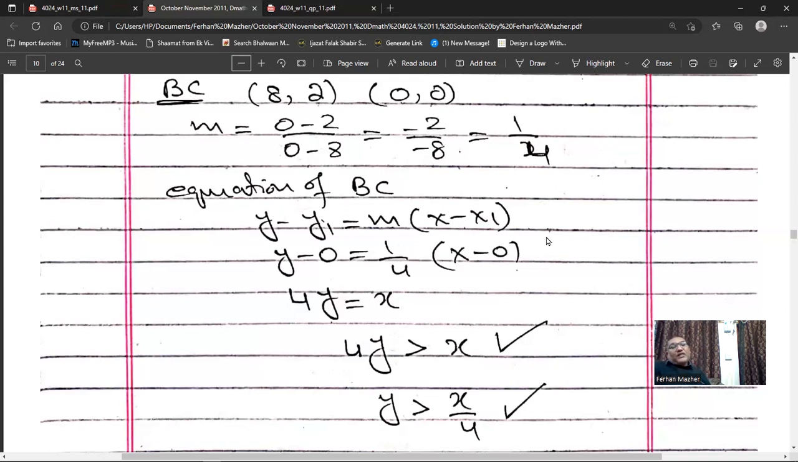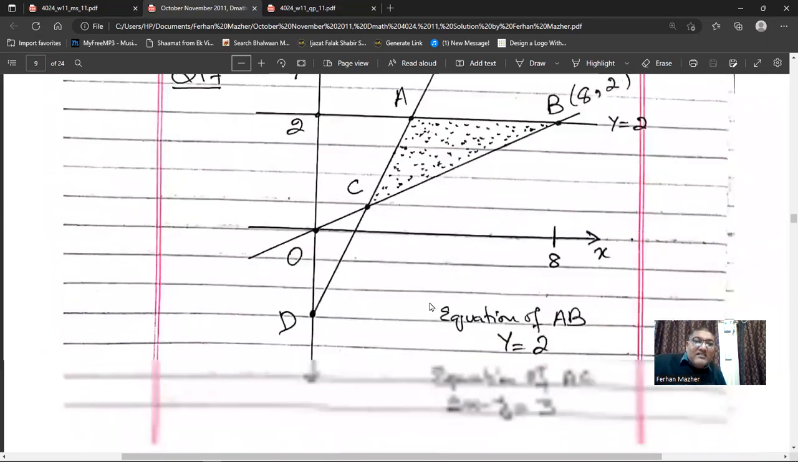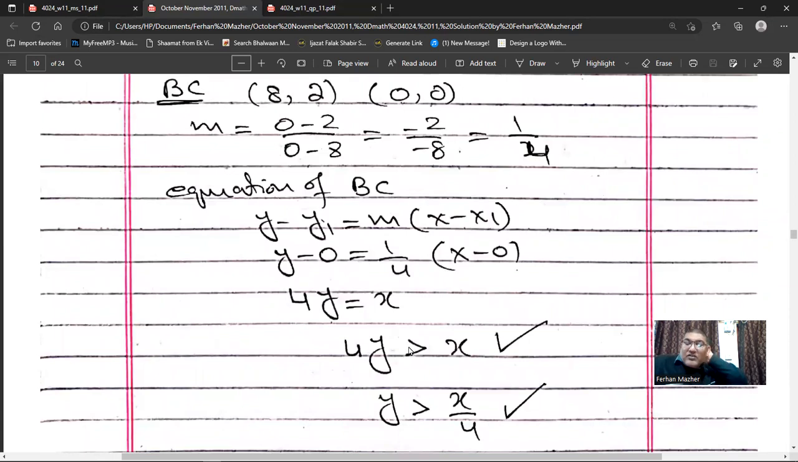So because the area is above this, let me show you. The area is above this line, BC line. So when I remove this equal sign, I put a crocodile, and the crocodile's mouth must be towards the y, because the area, required area, is above this line. So the crocodile's mouth will be towards the y, and the y is positive here. So 4y is greater than x, so the y is more than x by 4.